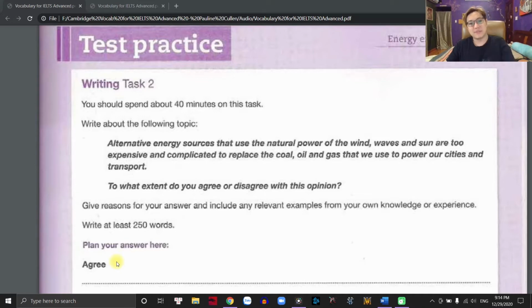Write about the following topic: alternative energy sources that use the natural power of the wind, waves, and sun are too expensive and complicated to replace the coal, oil, and gas that we use to power our cities and transport.